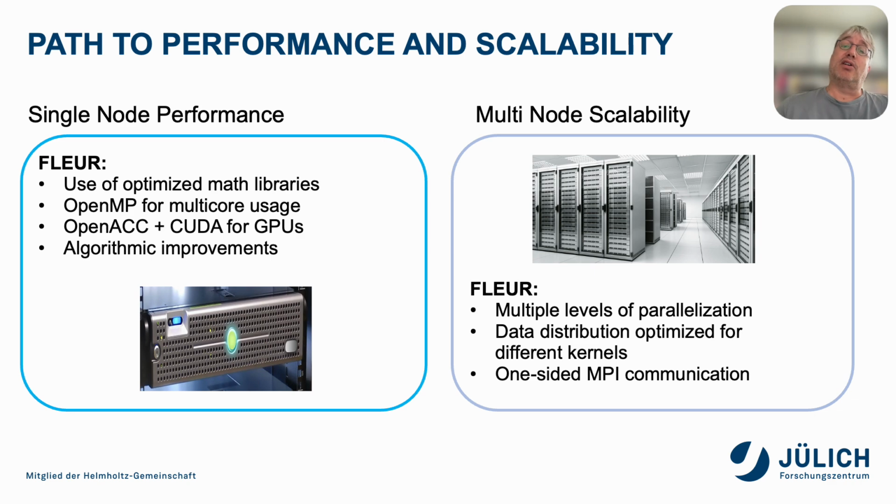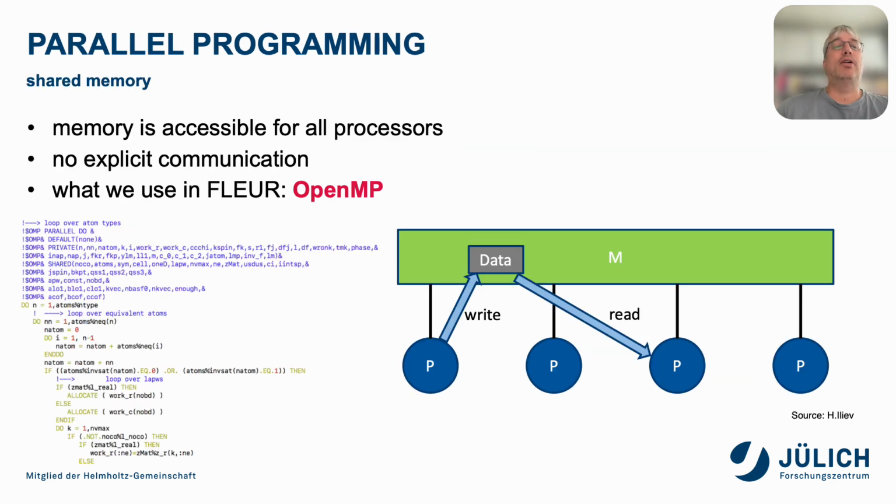On the other hand, we also have multiple levels of parallelism, which we use to ensure scalability over many nodes. And that, of course, includes that we have to talk about the data distribution, which we have to optimize for the different kernels, and we do that using MPI communication, also including so-called one-sided MPI communication. Okay, so just to discuss this in a little bit more detail.